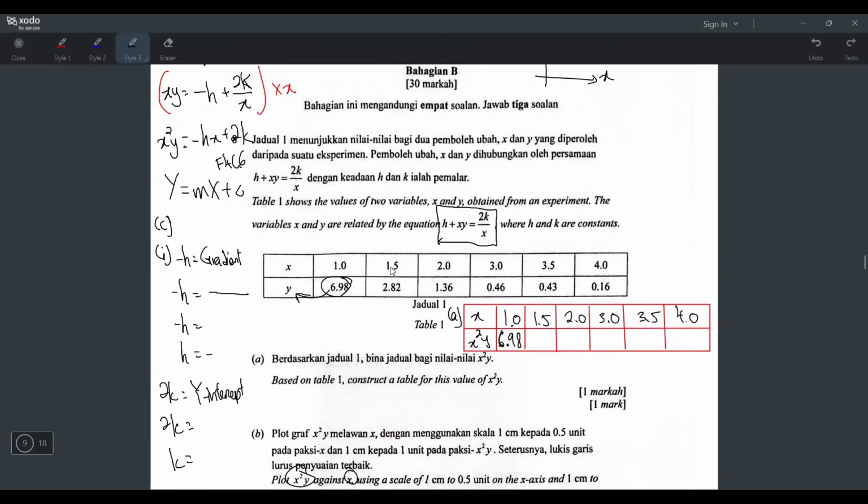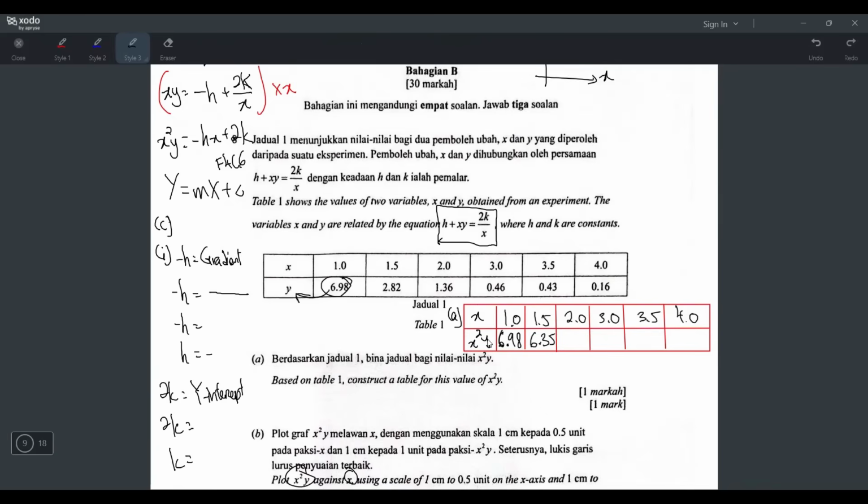Next one, it has to be 1.5 square times 2.82, but you write in two decimal places because later you have to plot this point. So write in two decimal places. So it's 6.35. Okay. Yeah, always write two decimal places when you have to plot, when it's a graph question, right?